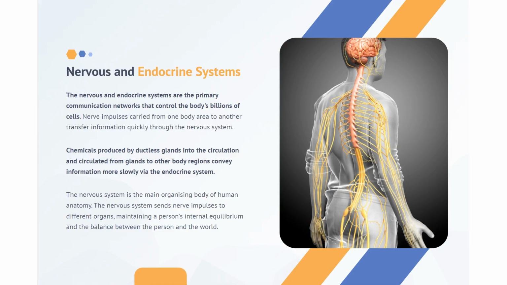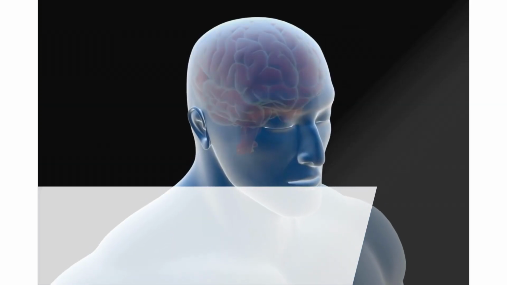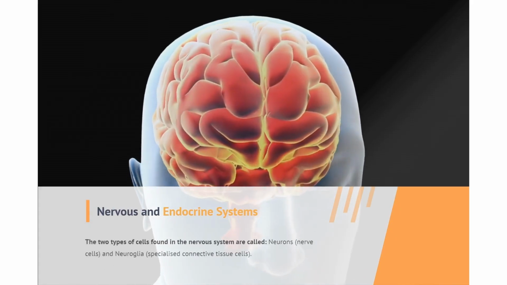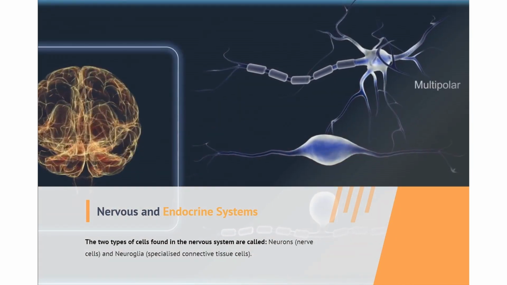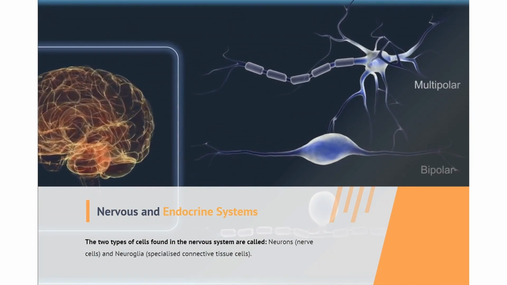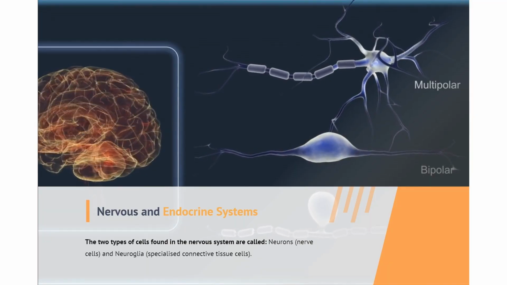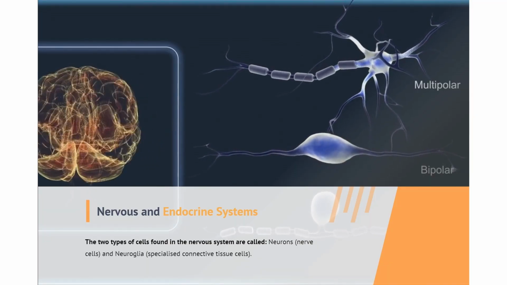The nervous system is the main organizing body of human anatomy. The nervous system sends nerve impulses to different organs, maintaining a person's internal equilibrium and the balance between the person and the world. The two types of cells found in the nervous system are called neurons, nerve cells, and neuroglia, specialized connective tissue cells.